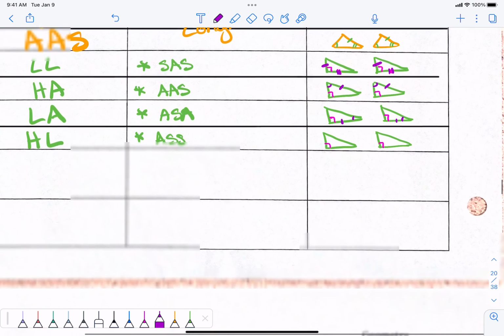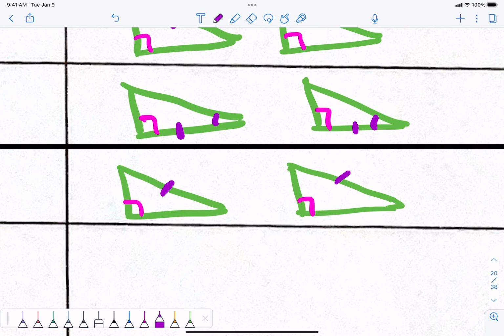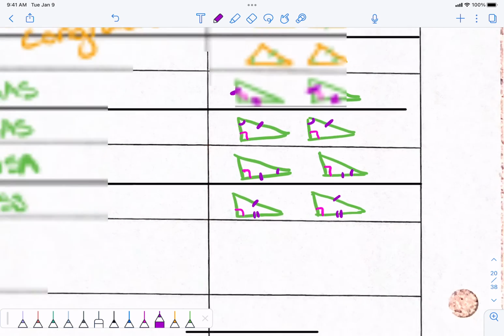Okay, and then the last one is hypotenuse leg. So we've got to use the hypotenuse. Hypotenuse, and which leg do you want to use? The bottom one, sure. Okay. Good? Happy with that? Let's do some proofs.